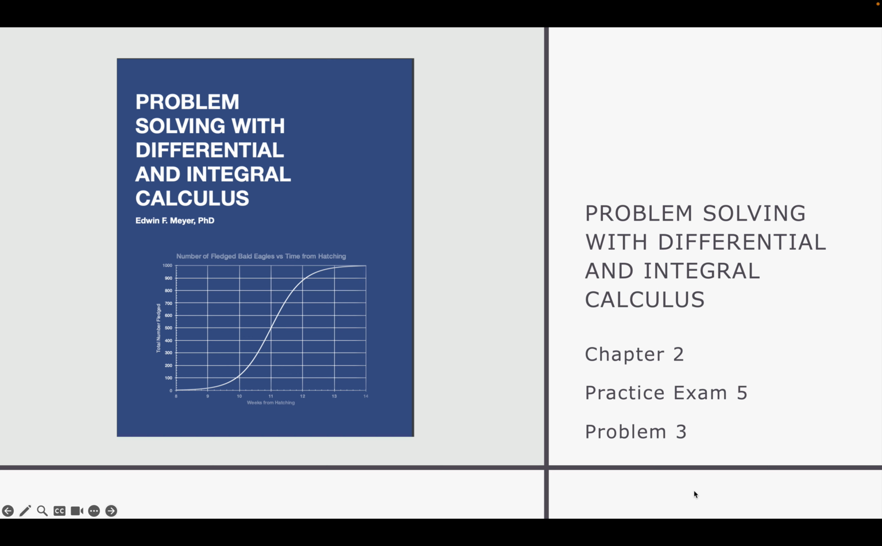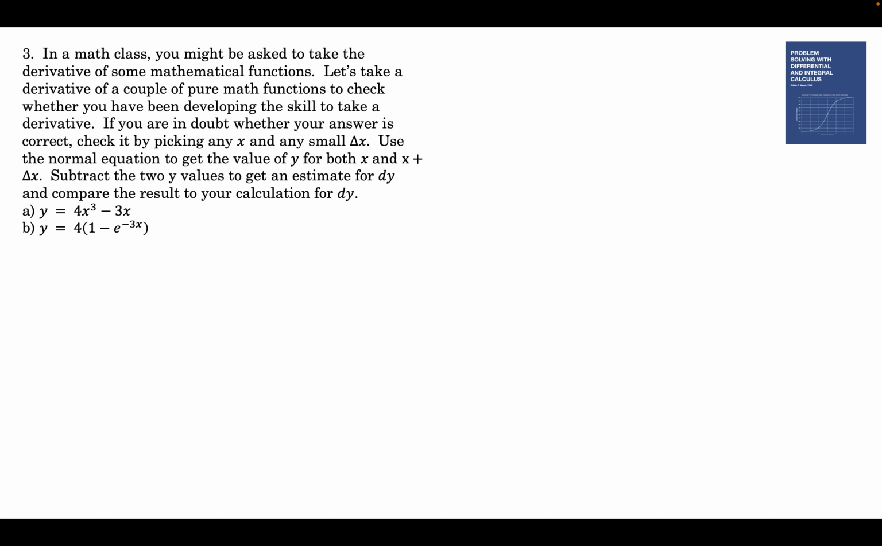This is problem 3 on practice exam 5 of chapter 2 in the book Problem Solving with Differential and Integral Calculus. We're going to put on our math hat here and take some derivatives of purely mathematical functions. A is y equals 4x cubed minus 3x, and B is y equals 4 times the quantity 1 minus e to the minus 3x.